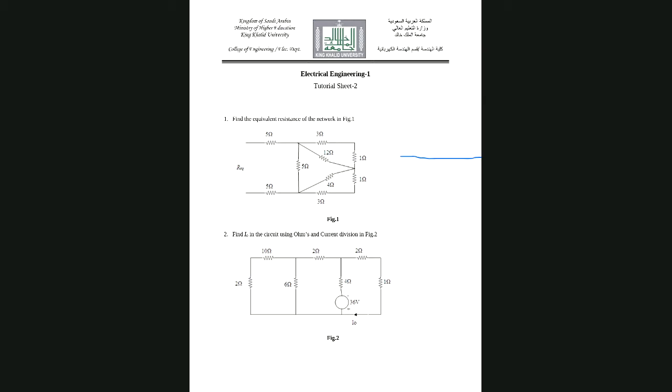In sheet 1, we saw the summary about current, voltages, and power in an electric circuit. In sheet 2, we'll see how to determine the value of these variables, like current, voltage, and power, with the help of some fundamental laws. We have two fundamental laws. One is called Ohm's law, and another is Kirchhoff's laws. So these two laws we'll see in this sheet.